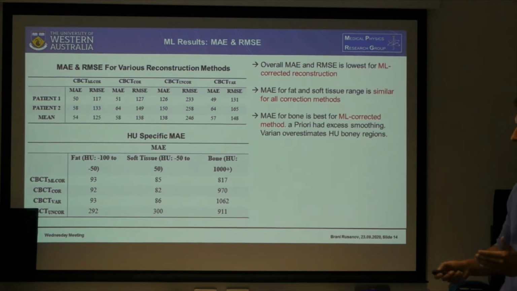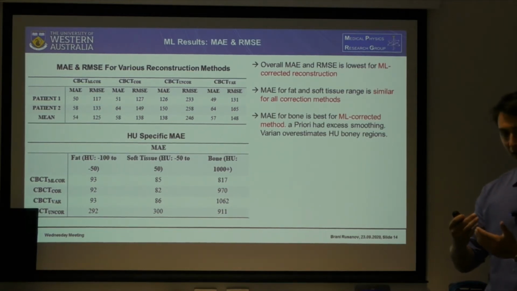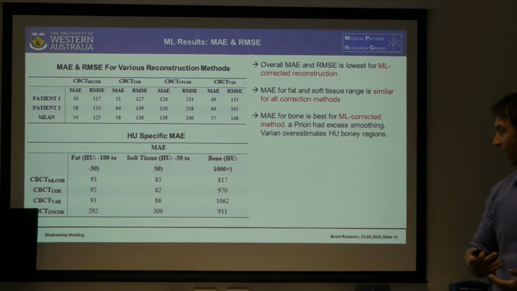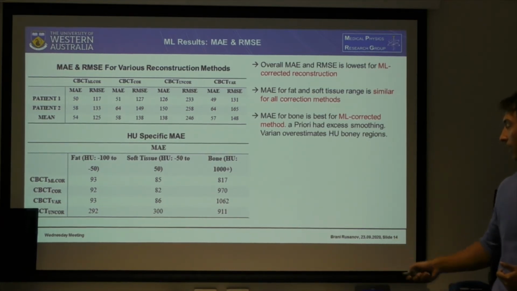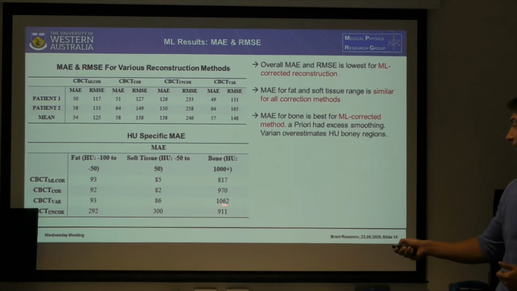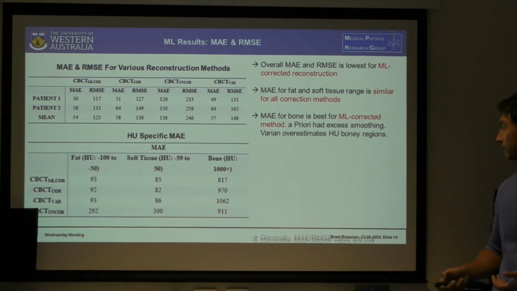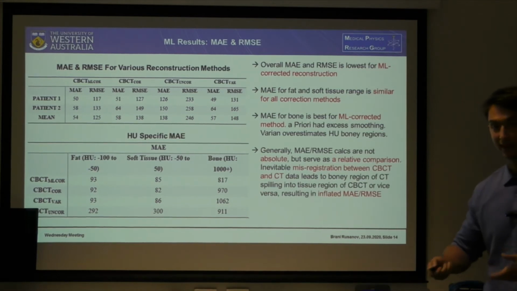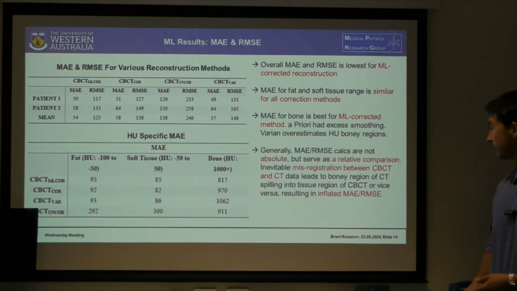So what happens is that between regions of high gradient, such as bone and soft tissue, when you apply too much smoothing in the projection domain and then reconstruct, there tends to be a smearing of the HU across the soft tissue and the bone, so you get a reduction in the bone, as you'll see later, and this leads to a high MAE. Similarly, the variant reconstruction just tends to overestimate the bone. They don't really release much information as to the reconstruction method, but it tends to overestimate it.